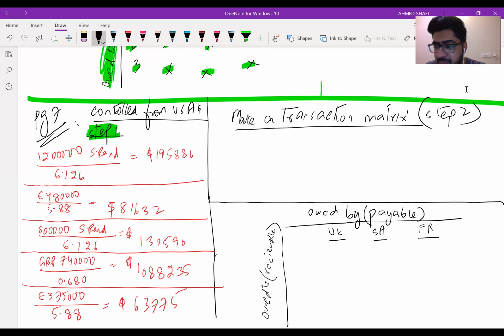In the third transaction, France and South Africa were involved. I've already written France and South Africa. In the fourth transaction, South Africa and UK were involved. I've already written South Africa and UK. And in the fifth transaction, South Africa and France were involved. I've already written South Africa and France. So remember to mention all countries.